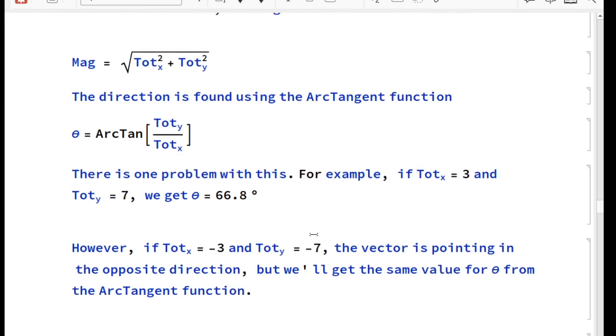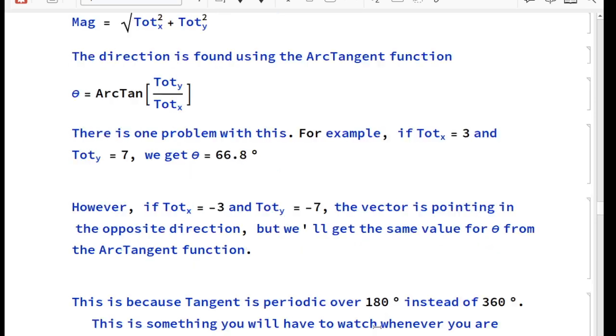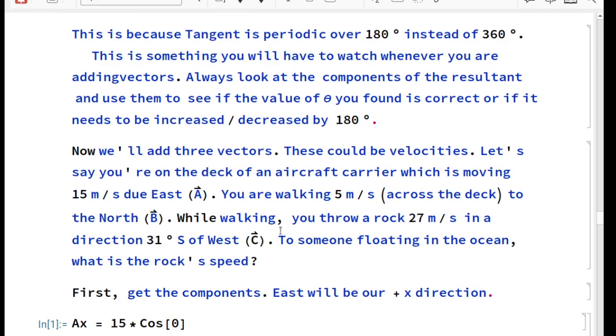That's fine. However, if our total x had been negative 3 and total y had been negative 7, the arctangent would still be arctangent of 7 over 3, and we'd still get 66.8 even though we're pointing in the opposite direction. So in some cases, we'll have to add 180 degrees to our angle to get the right answer. The reason for this is tangent is periodic over 180 degrees instead of 360 degrees. This is something you have to watch out for when you're adding vectors. You look at the components of the resultant and make sure you're in the right quadrant, or see if you have to add or subtract 180 degrees.